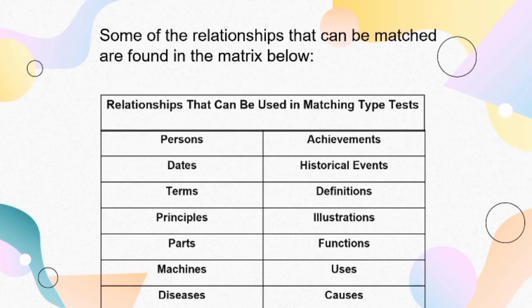Some of the relationships that can be matched are found in the matrix below. Persons, achievements, dates, historical events, terms, definitions, principles, illustrations, parts, functions, machines, uses, diseases, causes.